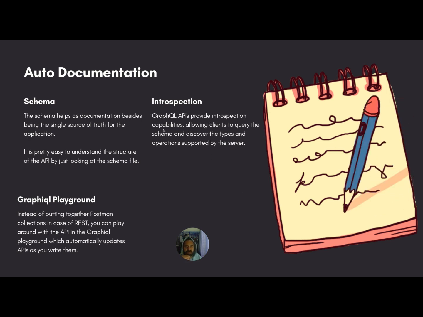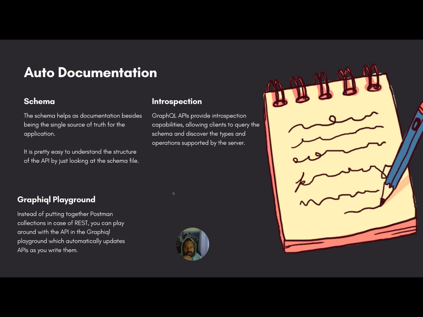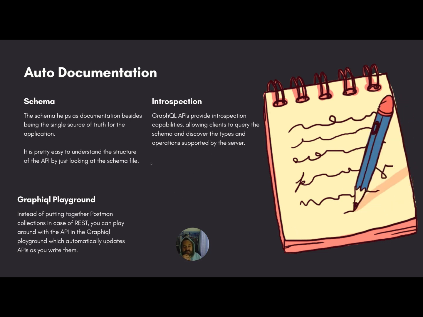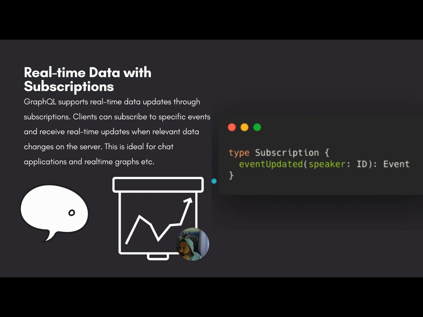Okay, then there are introspection queries. So a GraphQL API actually provides introspection capabilities, allowing clients to query the schema and discover types and operations supported by the server. I wish I could copy an example here. Basically, you have these introspection queries that actually tell you more about the schema itself. So if you still have any doubts, or for example, you want more details about the schema, what type a particular attribute is, and a lot of other stuff, you can actually send an introspection query and you will get that.